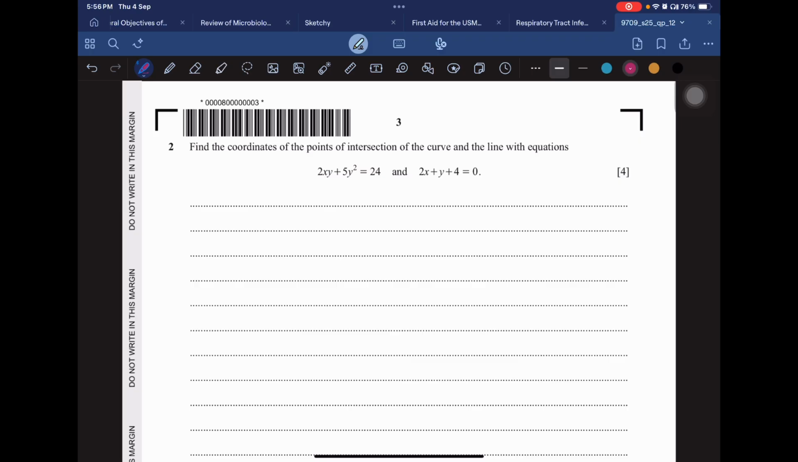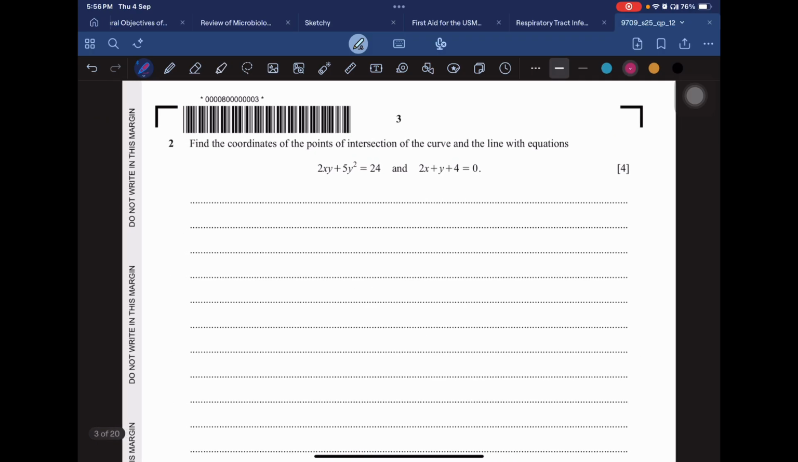Question 2 is saying find the coordinates of the point of intersection of the curve and the line with equations given. So here we have a curve, here we have a straight line. What we'll do over here is we'll make y the subject in this equation and then input that in the first equation. So let's say this is 1, this is 2. Let's work with 2 first. So to make y the subject, I'll keep y on the left, shift everything else to the right. So y equals negative 2x minus 4.